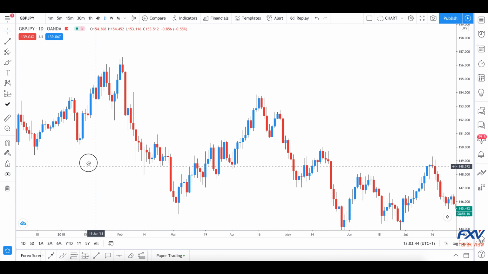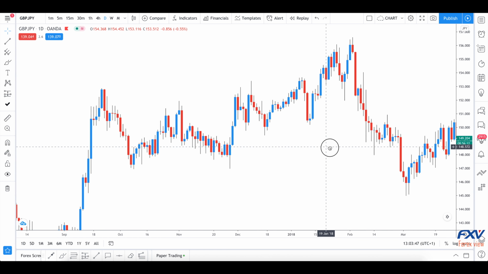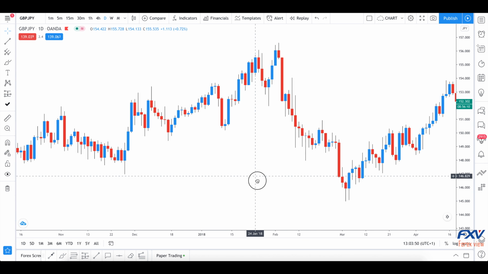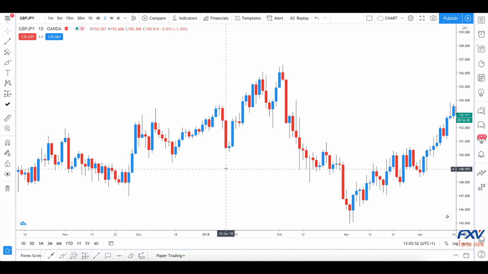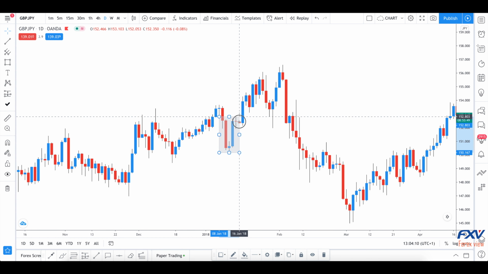So here is an example of the morning star on the chart of GBP JPY, on a daily chart. As you can see, there is a bearish trend, and then there is a bullish trend. So this pattern is a reversal pattern, and it reverses the direction of the market.